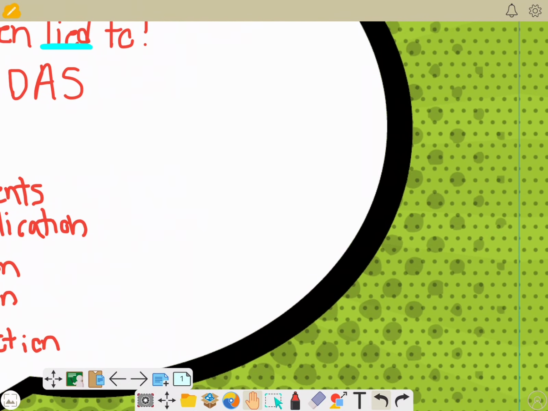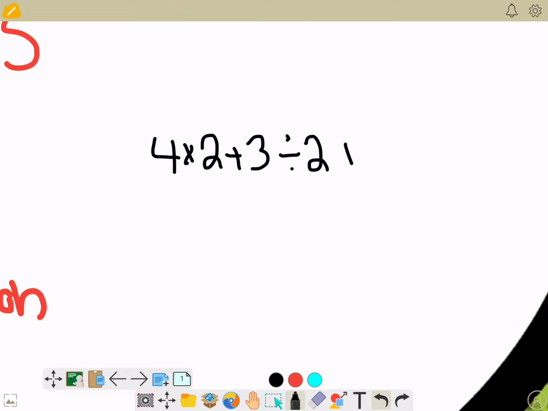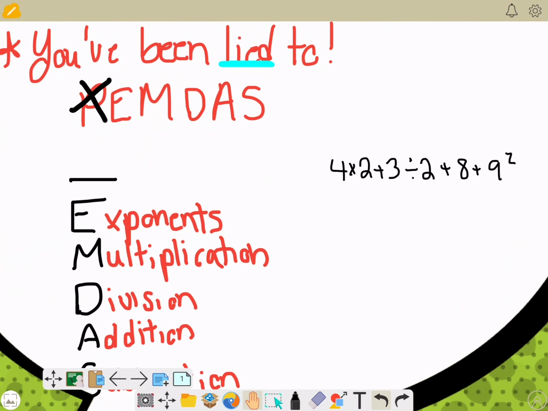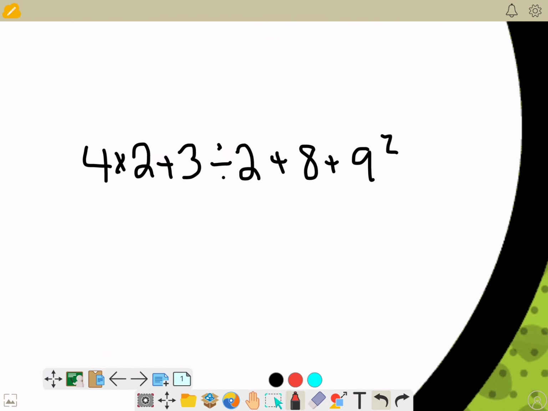For example, what happens if you have a problem like this? 4 times 2 plus 3 divided by 2 plus 8 plus 9 squared. Now, you could use the, please excuse my dear Aunt Sally, normally, but that actually doesn't work. Why is that? Well, what happens if we have the parentheses, which is all good and fine.